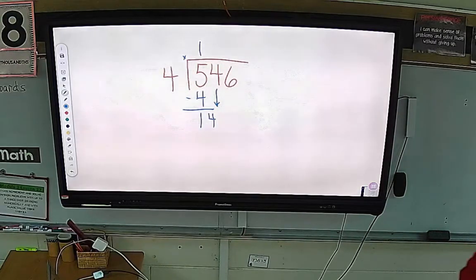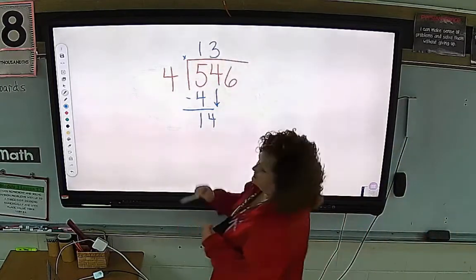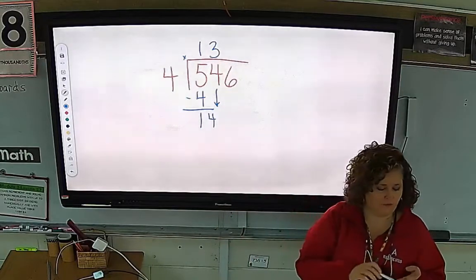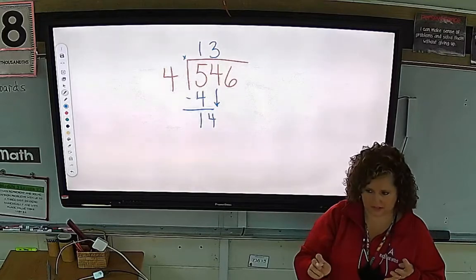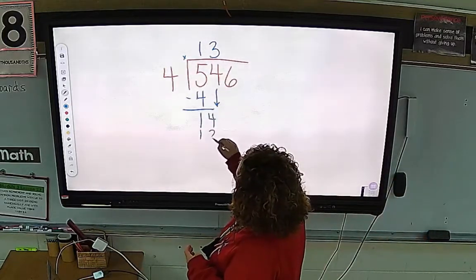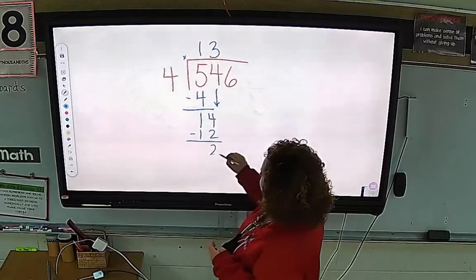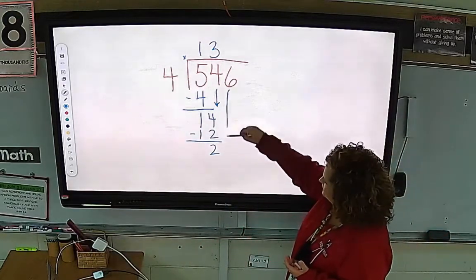Yeah. 12. Okay, but how many 4s is that? 3 4s makes 12, doesn't it? If I had 4 4s, how many would that be? 16, and that's too big. So 4 times 3 is 12. We're going to subtract that and get 2. We're ready to bring the next digit down.